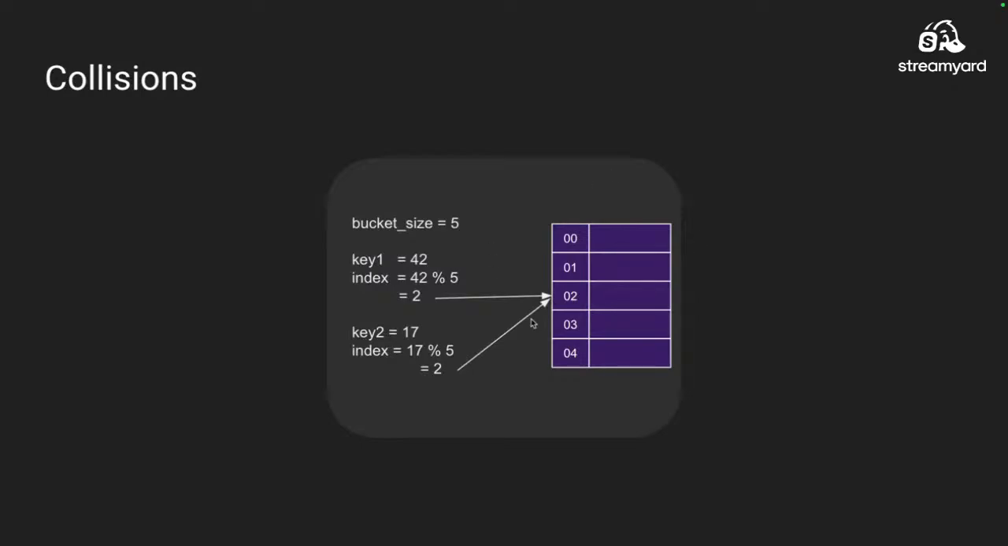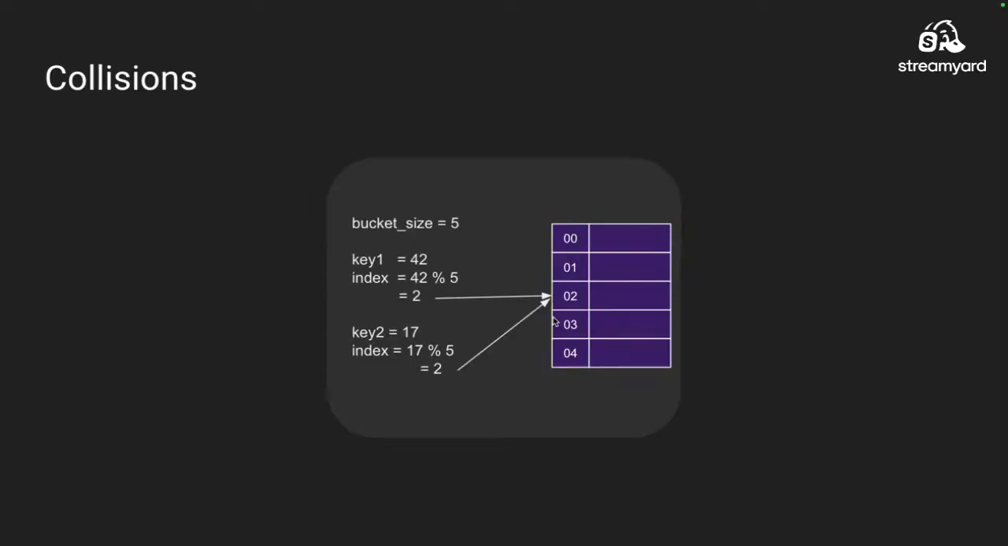So for example, in this we have five buckets, and let's assume the first key is 42. So 42 mod 5 would be 2, and it will go into the second index. Now you have 17 as the second key, and 17 mod 5 will be 2. This also goes into the second bucket. So there's a collision, right? Two keys are getting mapped to the same index, the same bucket.